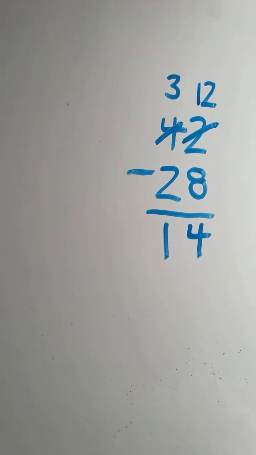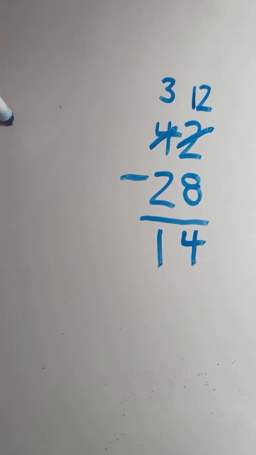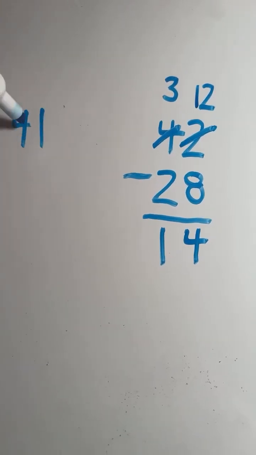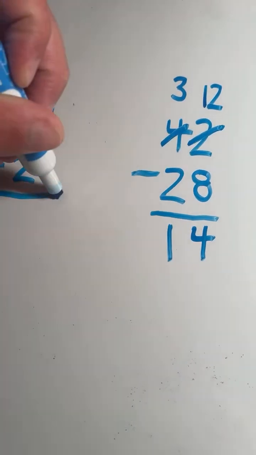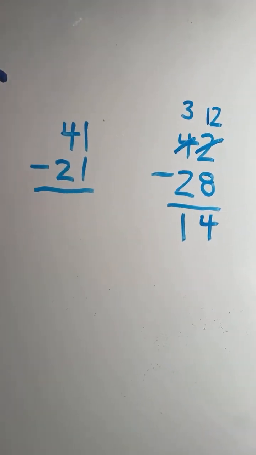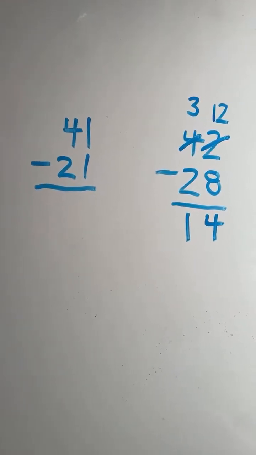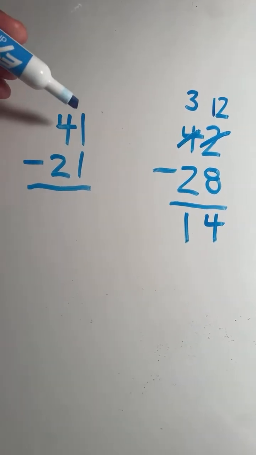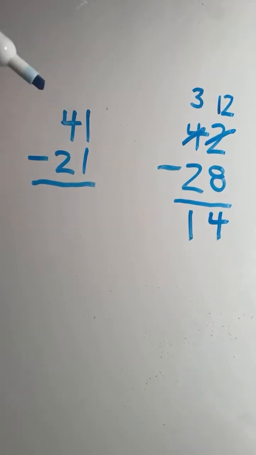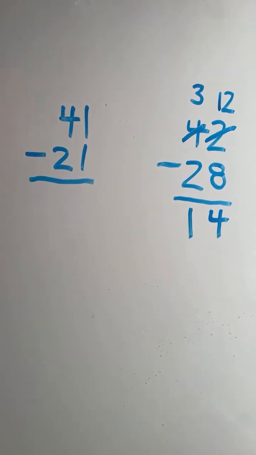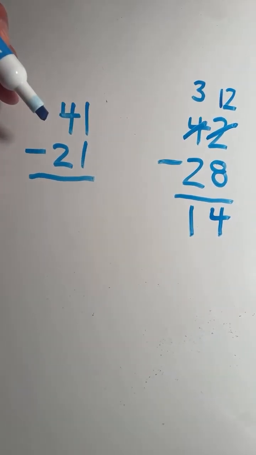All right, next problem. I'll leave this one up as a model. 41 minus 21. Now, before I do any subtraction, I'm going to check and see if regrouping is needed. Now, looking in the ones place, we have the same number. And the tens place, 4 is bigger than 2. Now, the numbers can be equal. It's okay if you have the same number in the ones place or the same number in the tens place.